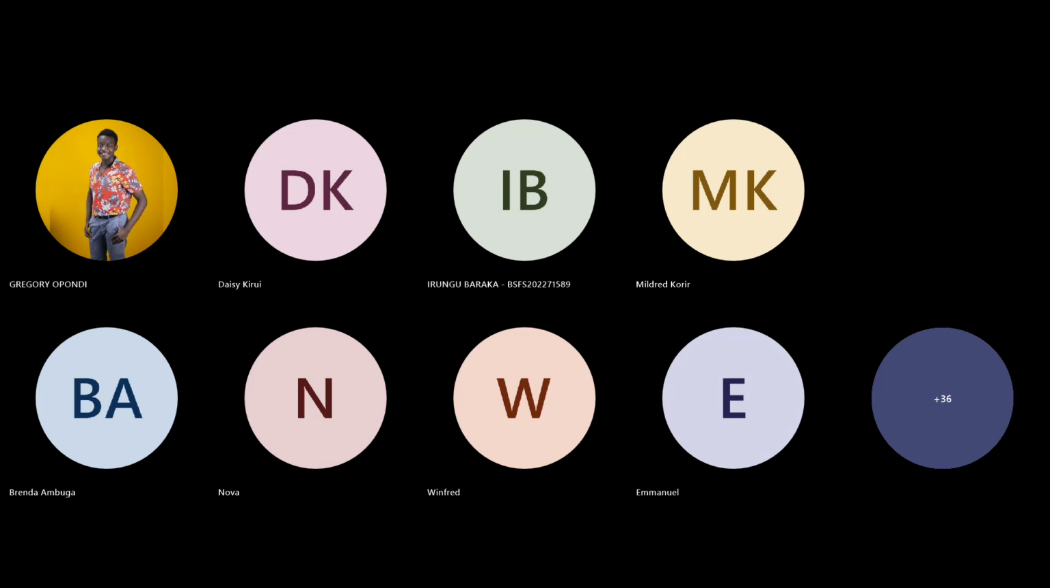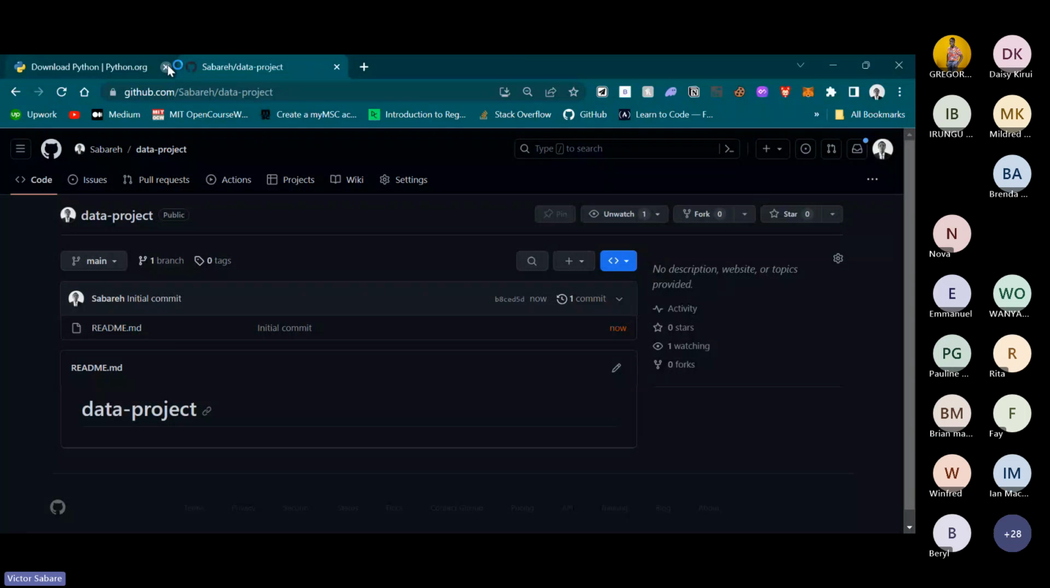So I've created a repository, data project, and now we'll go back to VS Code. So I guess creating a new repository was covered yesterday, and it's basically an easy thing to do if you have a GitHub account.